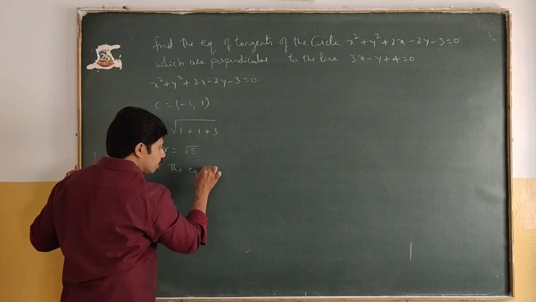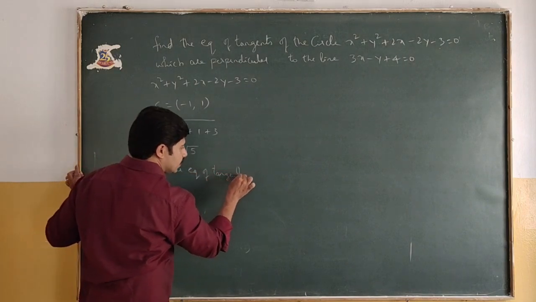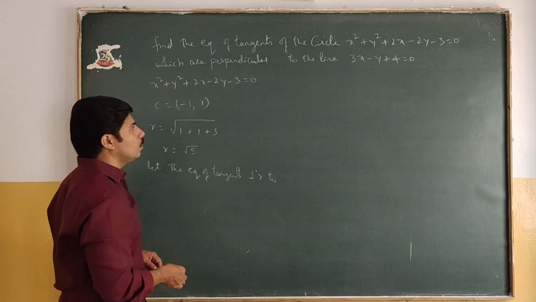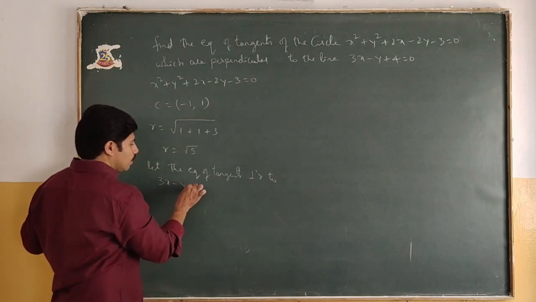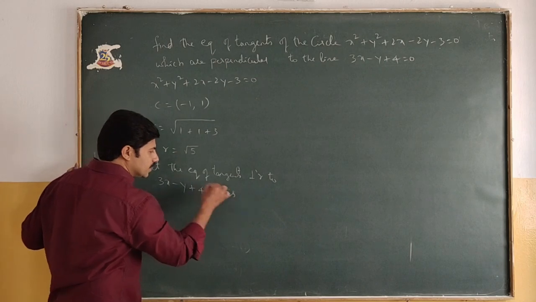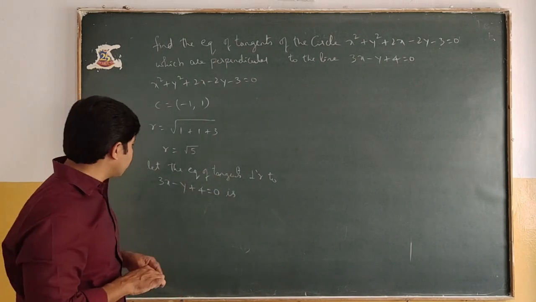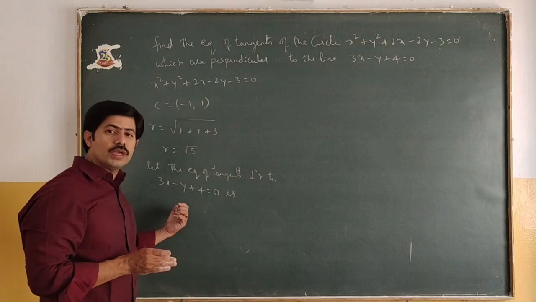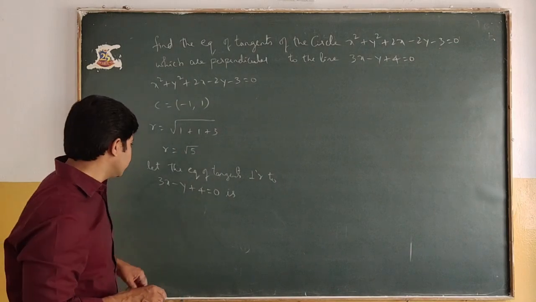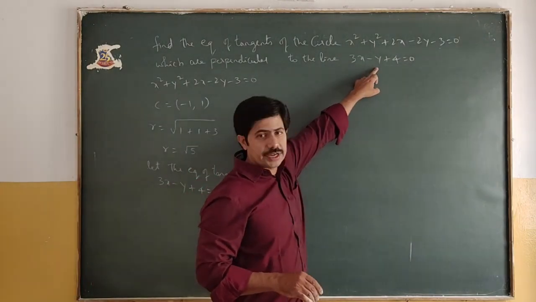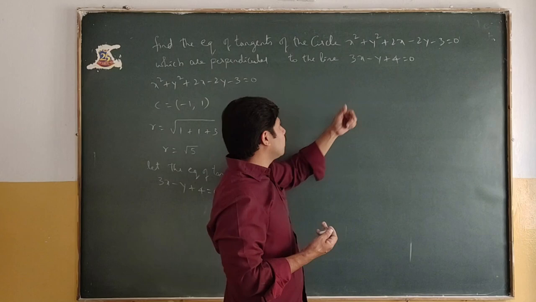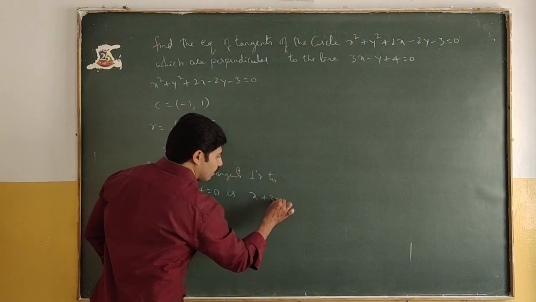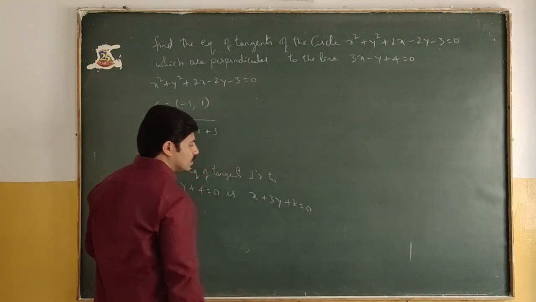let the equation of tangents perpendicular to 3x minus y plus 4 is equal to 0 be assumed. Now we have to write an equation of tangent which is perpendicular to 3x minus y plus 4. So how to write a line which is perpendicular to a given line? Interchange the coefficients and change the sign of the middle one. That means what will be the equation of tangent if they are perpendicular? That means it is x plus 3y plus k is equal to 0.